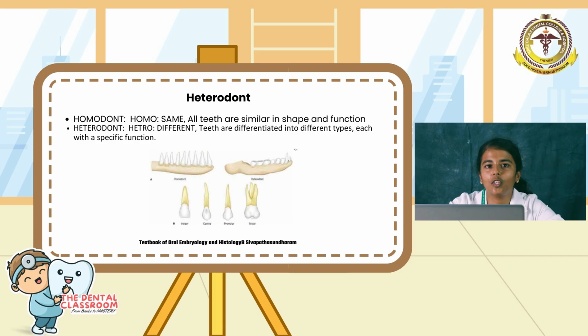As we all know, human dentition is called heterodont because it has three different types of teeth in the primary dentition and four different types of teeth in the permanent dentition. Teeth are called homodont if the size and shape of the teeth are the same throughout the dentition. But in human beings, as I have already mentioned, there are three types in primary dentition and four types in permanent dentition. So it is called heterodont.